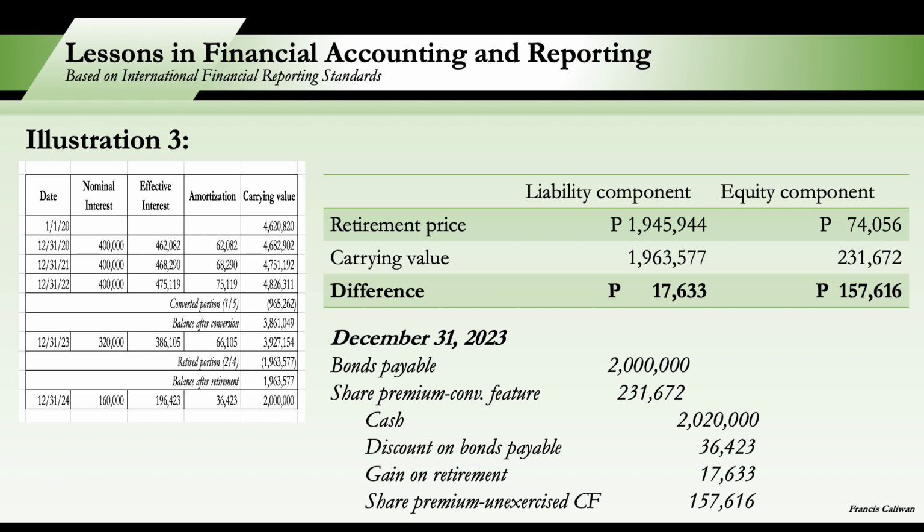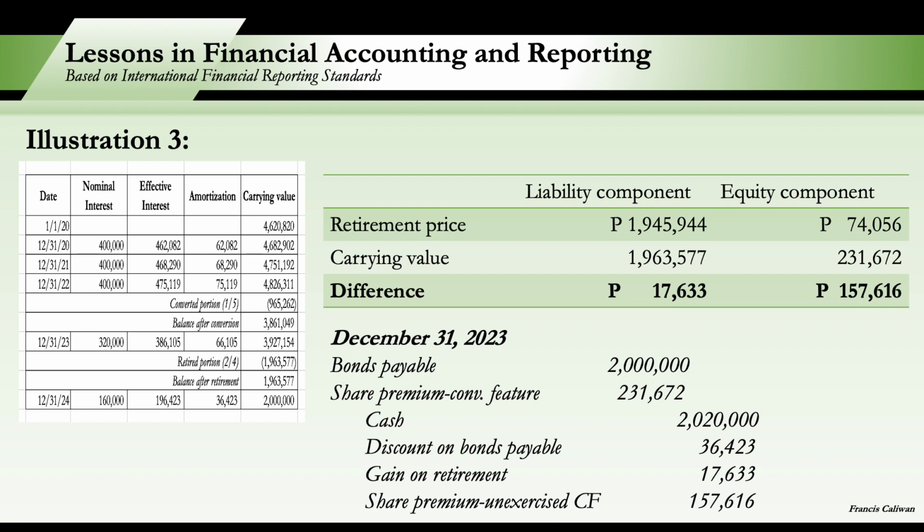And with that, our entry for the retirement of the 2 million bonds payable is debit to bonds payable, 2 million face value, and credit to discount on bonds payable of 36,423. So pag ninet mo yan, 2 million minus 36,423, 1,963,577. That is the carrying value of the bonds retired. So kinancel na natin ang 2 million bonds. Next, debit to share premium conversion feature which is 231,672. Again, that is 40% of our share premium conversion feature.